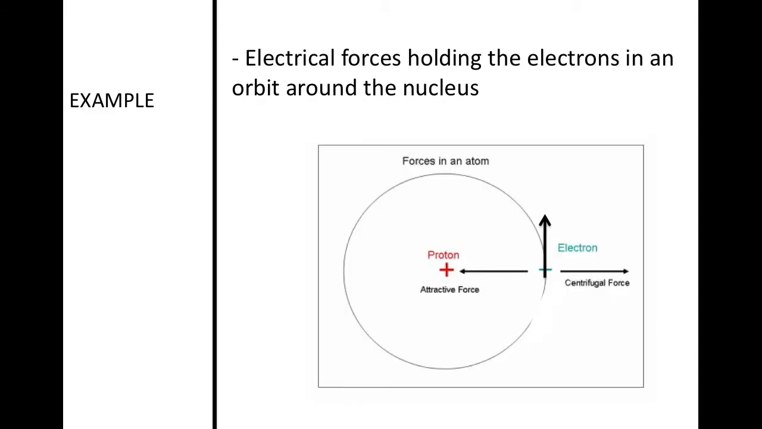Another example is electrical forces holding the electrons in an orbit around the nucleus. So an atom has protons and electrons, and the protons are in the center and they have a positive charge. Electrons are on the outside and they're zipping all over the place, right? The only thing that's keeping the electron from just zipping off into nowhere is that there is an attractive force, which we're calling here a centripetal force, and it also has something else that we have not yet touched on, which is centrifugal force. And so therefore, this inward pull, this attraction, is keeping the electron orbiting around the atom's nucleus.